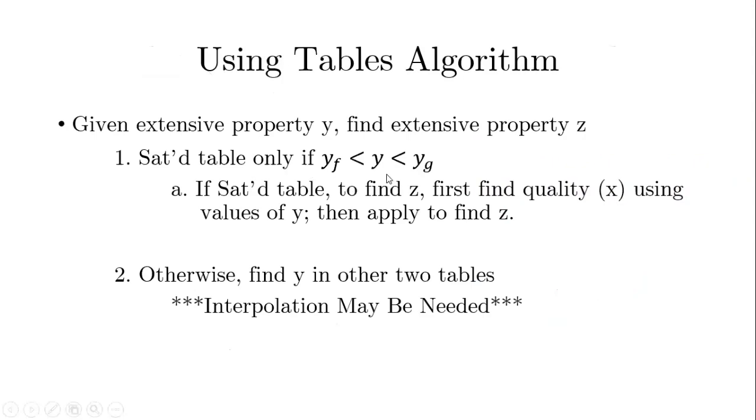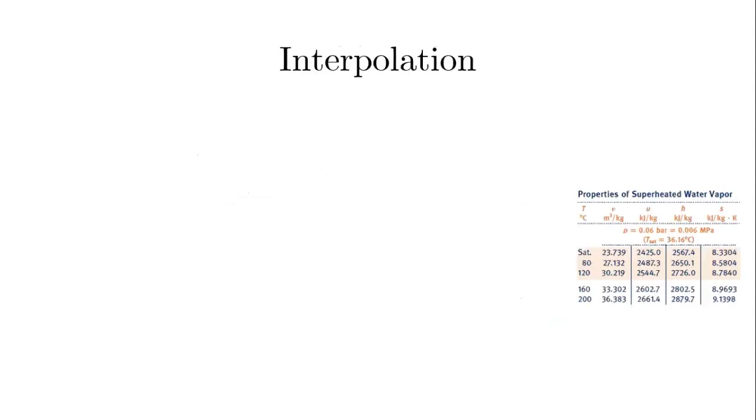if it falls between the liquid and the gas in the saturated table, use it. If it's bigger than that, use the gas. If it's smaller than that, use the liquid. If it is in the saturated table, find the quality, and then you're able to find other properties. Otherwise, you have to find Y in the other two tables, and you may need to interpolate. So before I do another example, let me show you interpolation. That's going to be fairly quick.